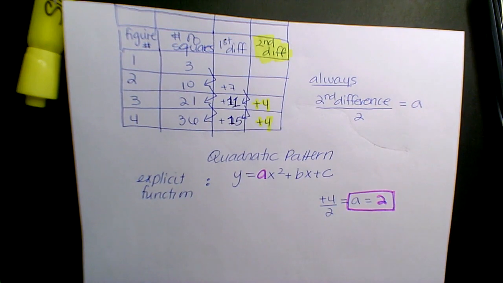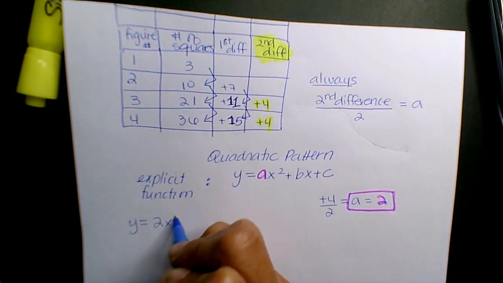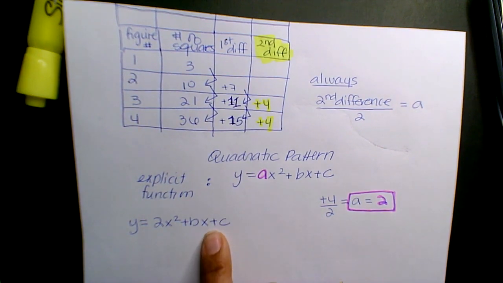So far I have y equals 2x squared plus bx plus c. Some students on quizzes and tests will give me that, and it's perfect, at least you got that far. Because it's extra credit, I mean, grab the point. So now how do we get the B and C?